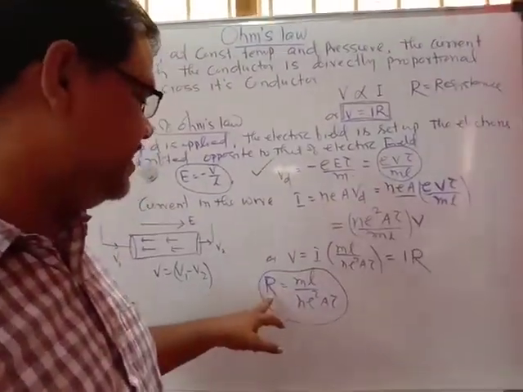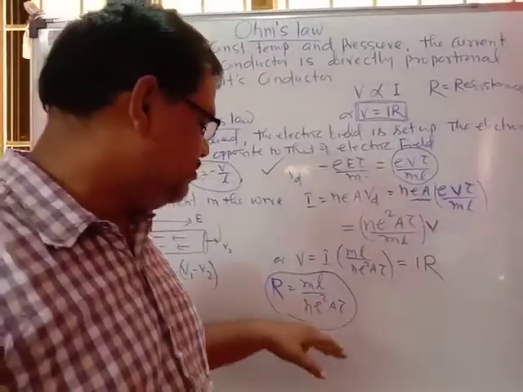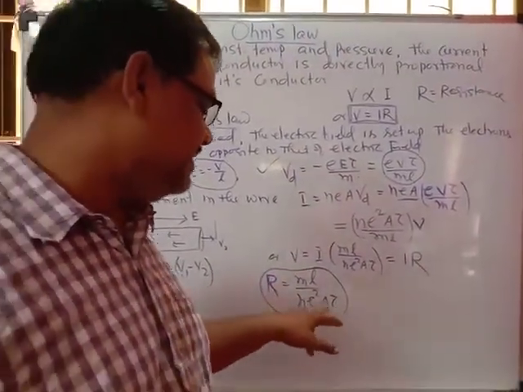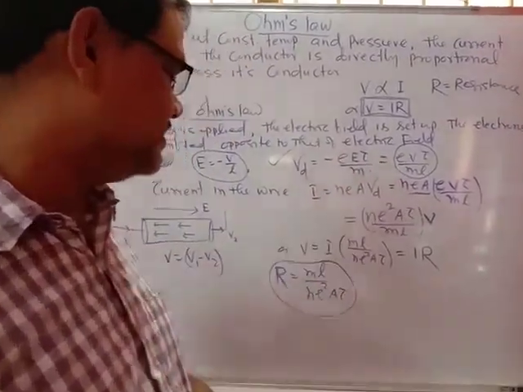Keep this in mind, because in some numericals you will find this type of expression, that is R equal to m l upon n e square A into relaxation time.